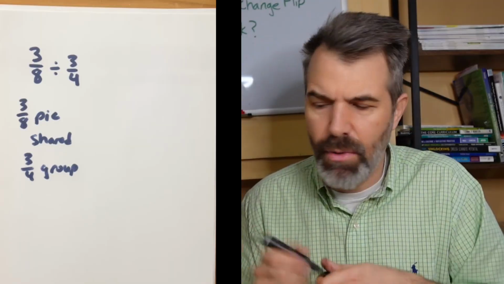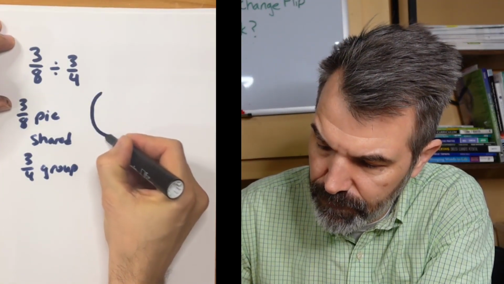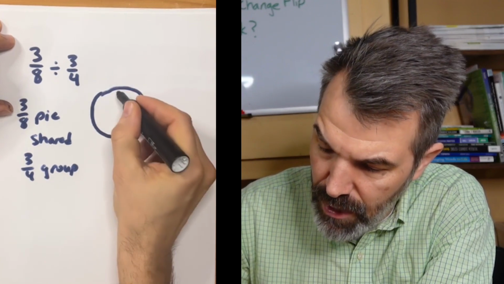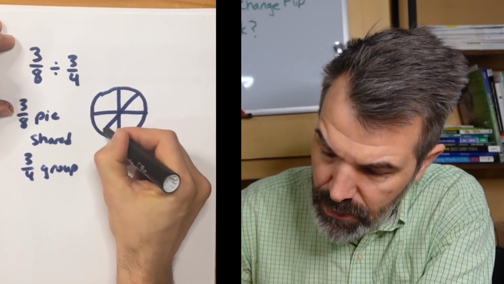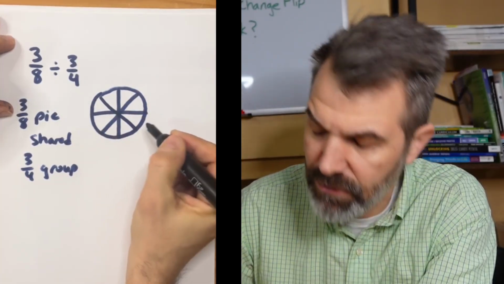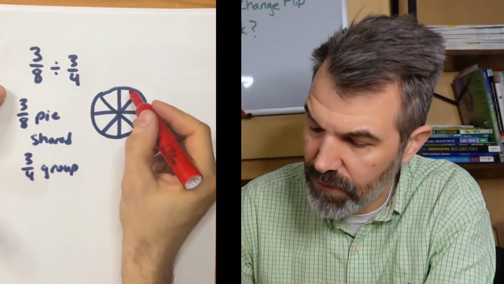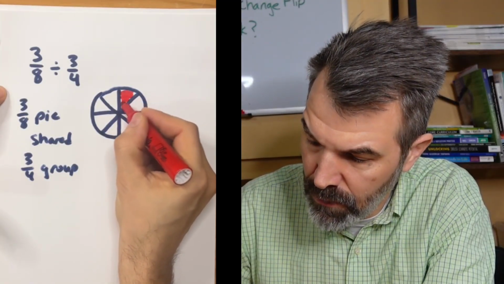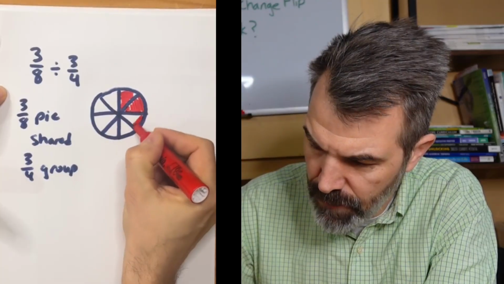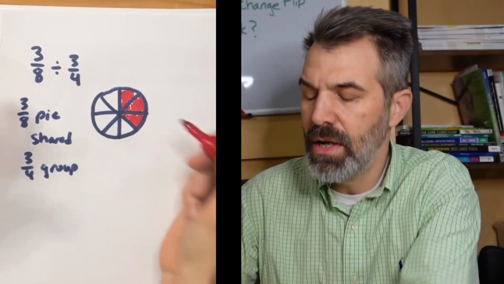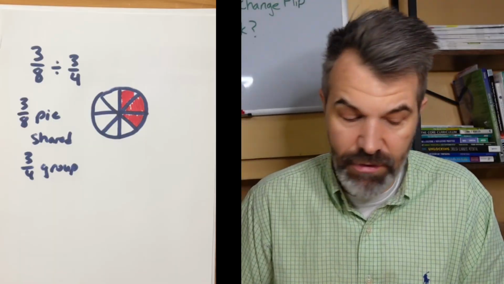So I'm going to think about, what does 3/8 of a pie look like? So here's my pie. And I'm going to say that's 1/2, 1/4. Not quite yet 1/8. Now I'm at 1/8. So 3/8 of a pie. Okay, so let's see here. I've got this 1, 2, 3. 3/8 of a pie. And that is really the amount that 3/4 of the group gets.